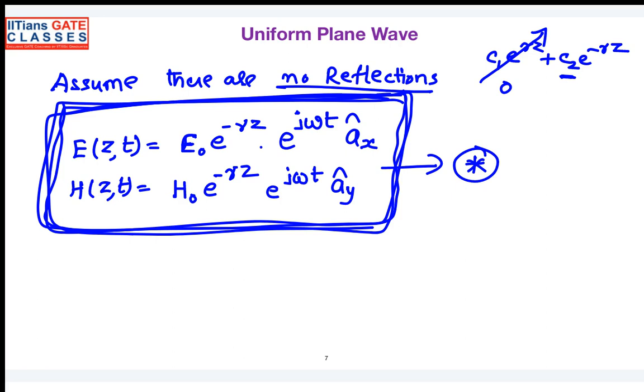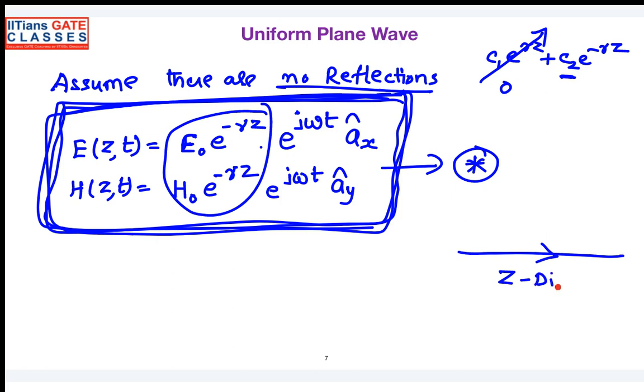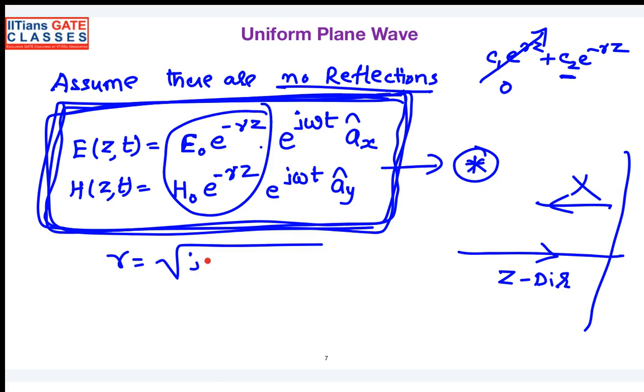Student: Sir, will this one be attenuated or amplified? This one will be attenuated, right? That's what I was saying. Because in a uniform plane wave, you are assuming that the wave propagates in the positive z direction. Now I don't have any metal plate, so you don't have any reflection. In that case, your gamma will be always positive. You can see here, root over j omega mu into sigma plus j omega epsilon. In this case, is there any term which is going to be negative?